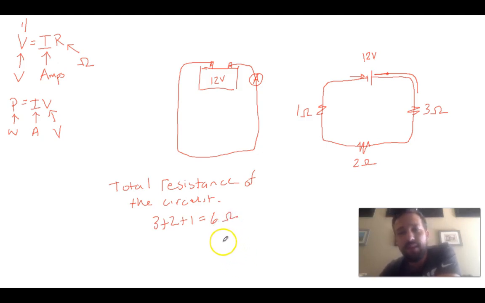And then you could ask, okay, we know how much voltage comes out, how much energy all the electrons have. So you could then find out what's the total current in the circuit.